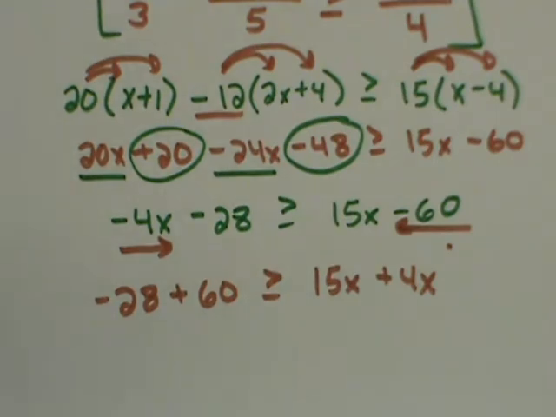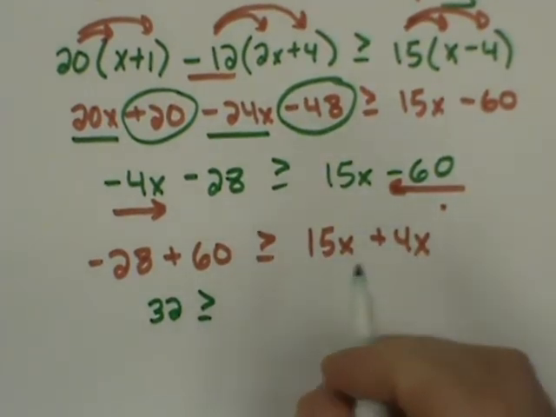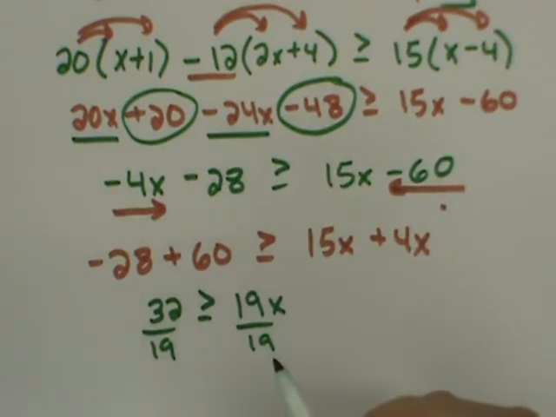We have positive 32. 60 take away 28 is positive 32. Greater than or equal to 15x plus 4x is 19x. Now I divide by 19. I divide by 19. And that would be, what here? 1 and 13/19. My pause there was because I'm using an older calculator.